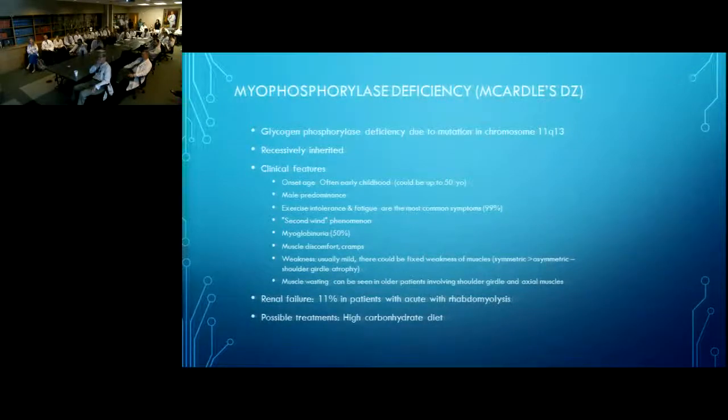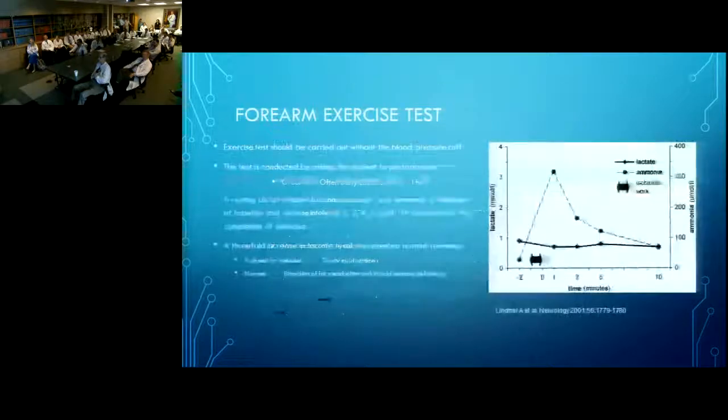Treatment, there's really not a good treatment, and so it's recommended that they go on a high carbohydrate diet and maybe even take some sucrose before muscle activity. So just a brief overview on this forearm exercise test. It used to be an ischemic forearm exercise test, but due to reports of focal rhabdomyolysis and compartment syndromes, the ischemic component has been eliminated from the procedure.